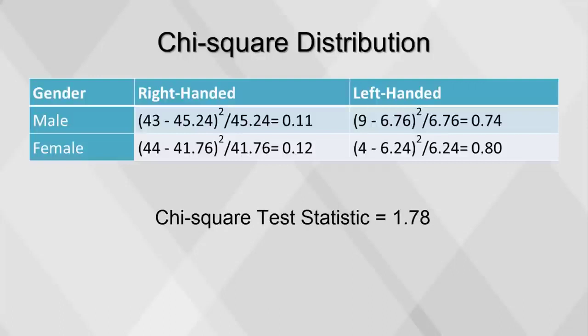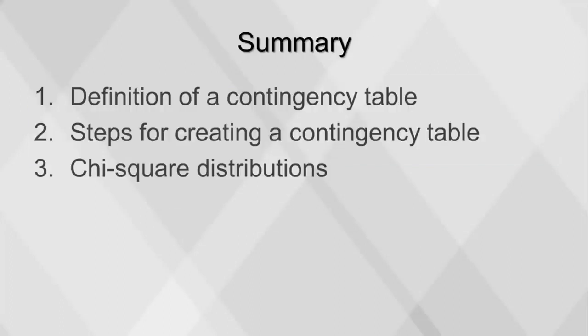Using this value in a chi-square distribution, along with the degrees of freedom based on the number of values for each variable, and a significance level, such as 0.05, is how the p-value is obtained. This concludes our video on contingency tables. Today we defined contingency tables, and then we discussed the steps for creating one, and finally we covered chi-square distributions.